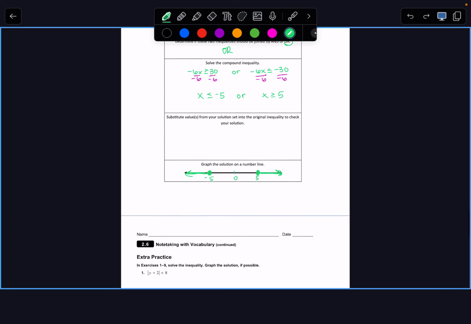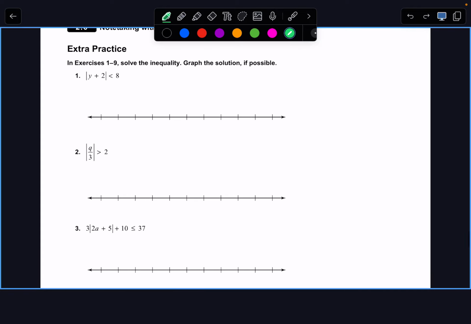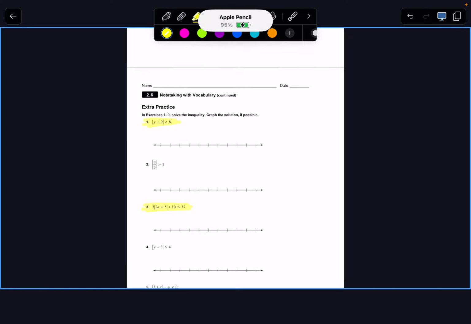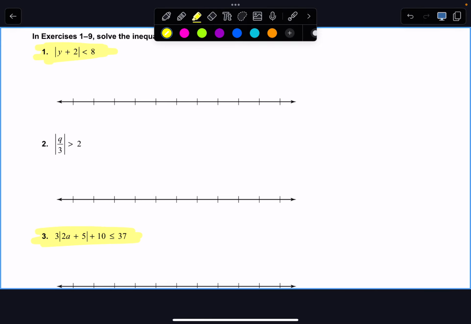Okay, going back to your student journal, I would like you to try number 1 and number 3. Ready, set, go. It was just the next page, like 56. Number 1 and number 3. Am I cool if you work with your elbow partner? Yes.